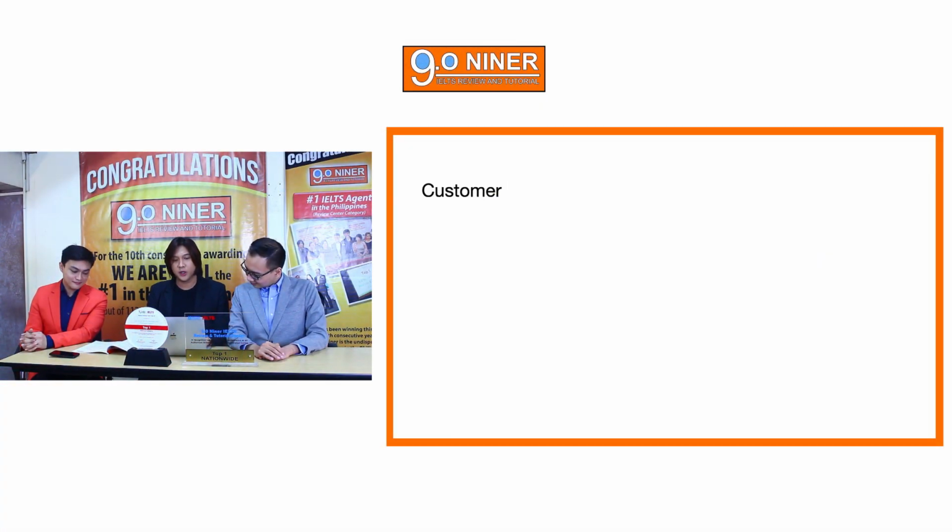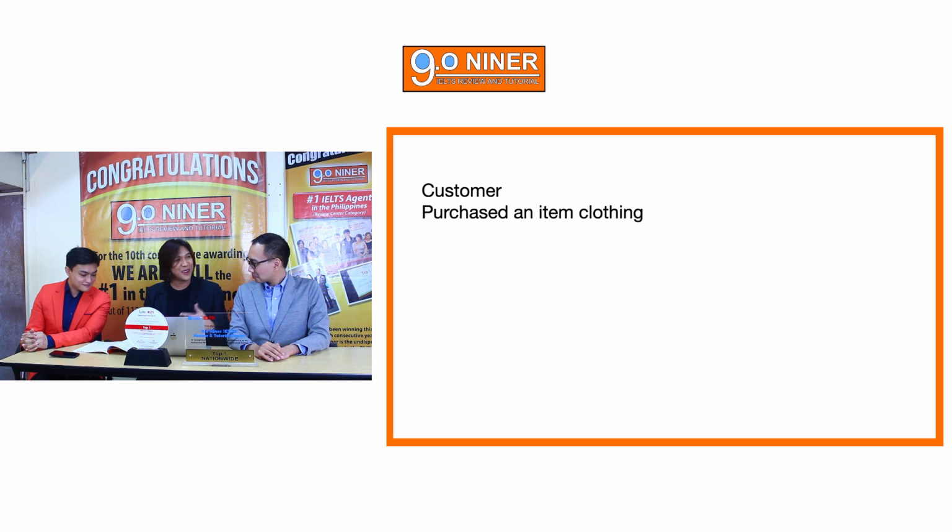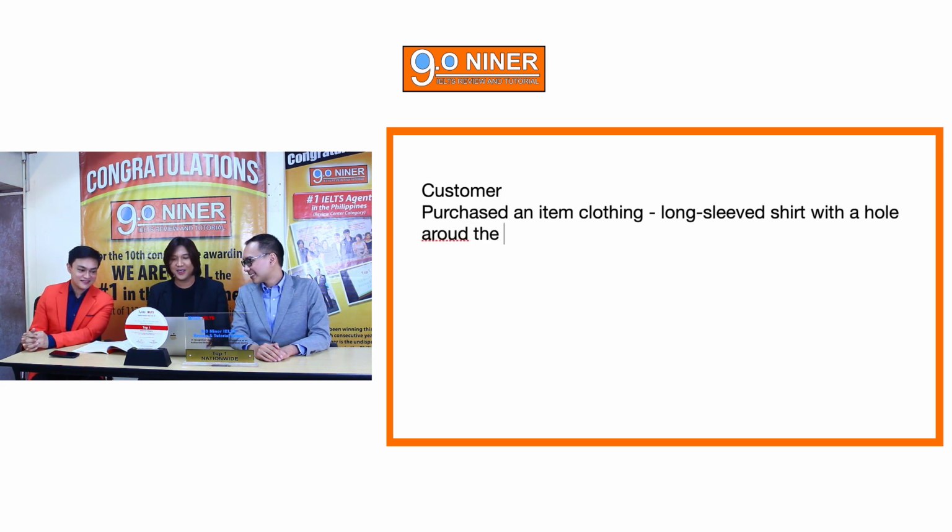Here we are a customer who purchased an item of clothing. So we might want to think of what kind of item of clothing we are going to complain about. Can you give me some inputs, Sir Philip, on what particular item of clothing we want to talk about? Perhaps a long-sleeved shirt that has a hole in it. Okay, a long-sleeved shirt. That's actually pretty nice because we have a modifier which is going to improve our vocabulary. A long-sleeved shirt with a hole, maybe around the sleeve area.